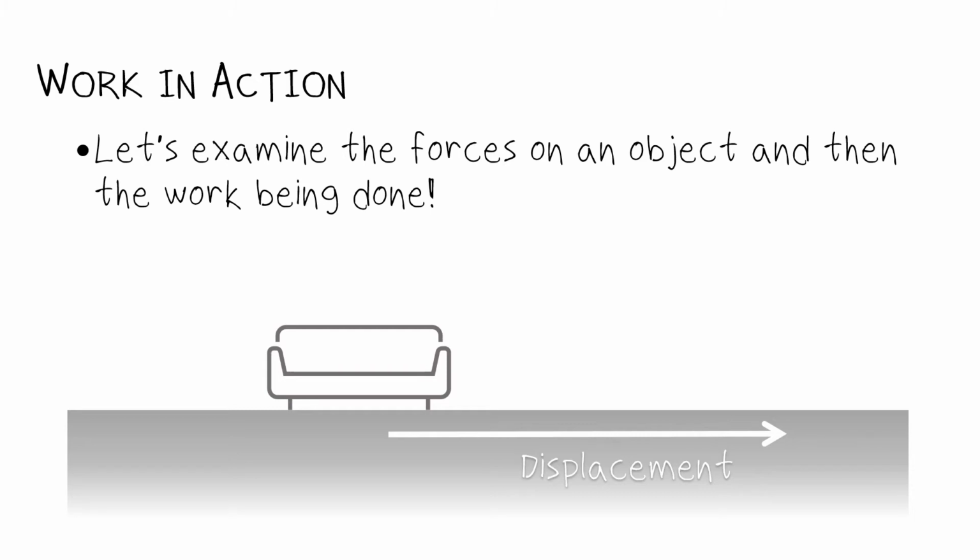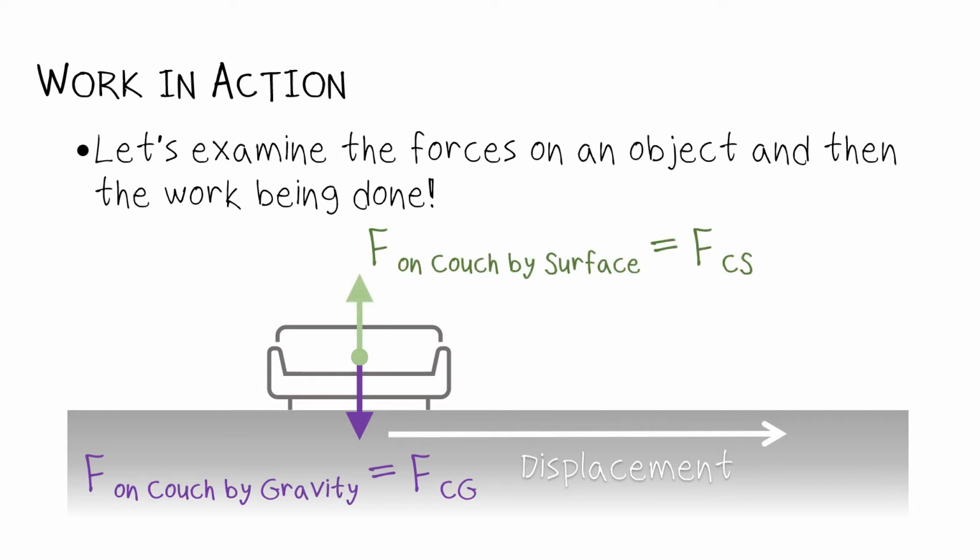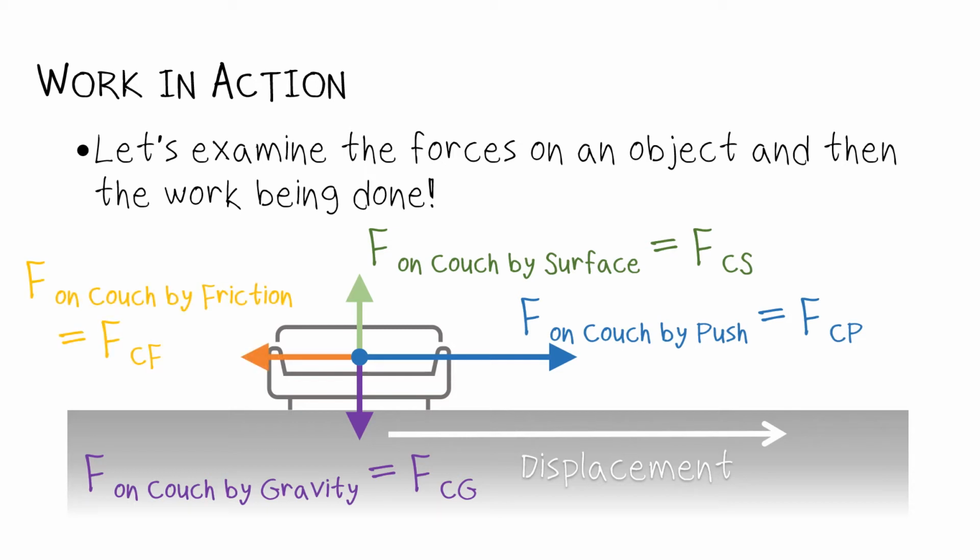So if you take a look at this, imagine yourself what kind of forces would be acting on this couch as it's being pushed. Well, gravity is going to be pulling down on it. The floor, the surface, is going to be pushing up on it. Astute visitors to this channel might realize that that force also could be known as the normal force. Then we obviously need a push on the couch, and then let's assume that there's some friction resisting it as well.